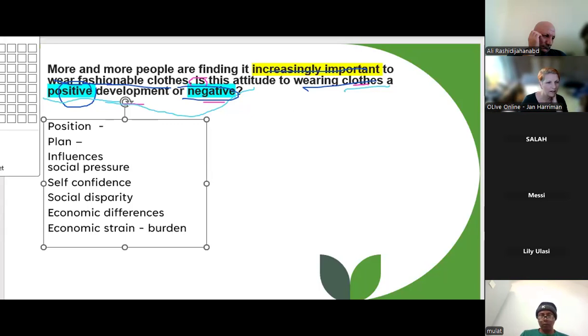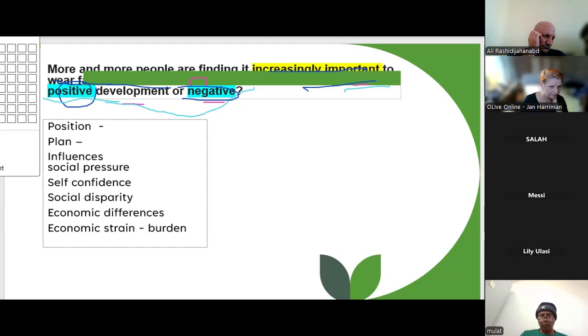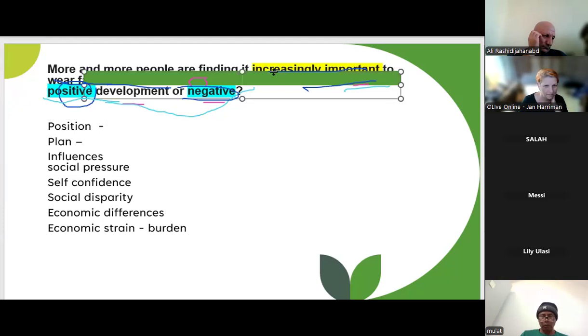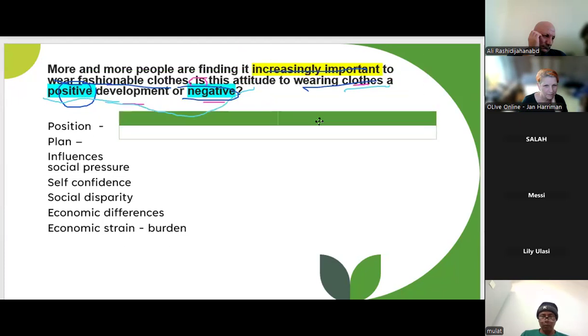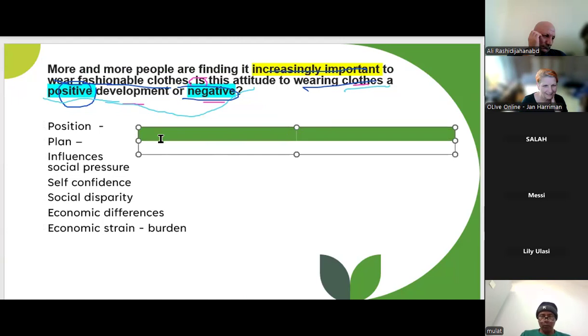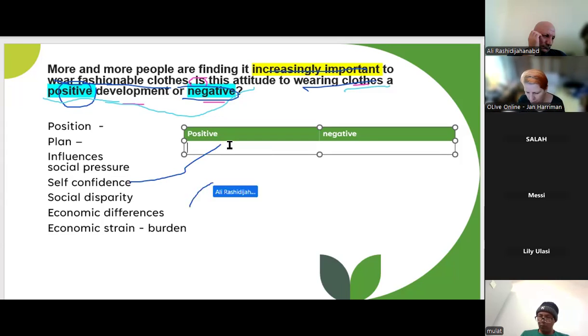So if I insert a tiny little table, and we can say positive and negative. Pretty straightforward, this one for organization, right? Bring this down a little bit. Okay. So which of these go into positive? What are positive things about the pressure? Self-confidence, yes. So when you've got really nice clothes, you feel more self-confident.